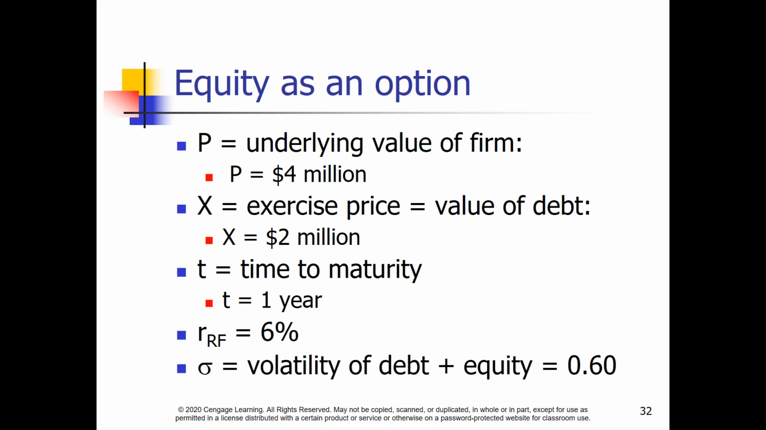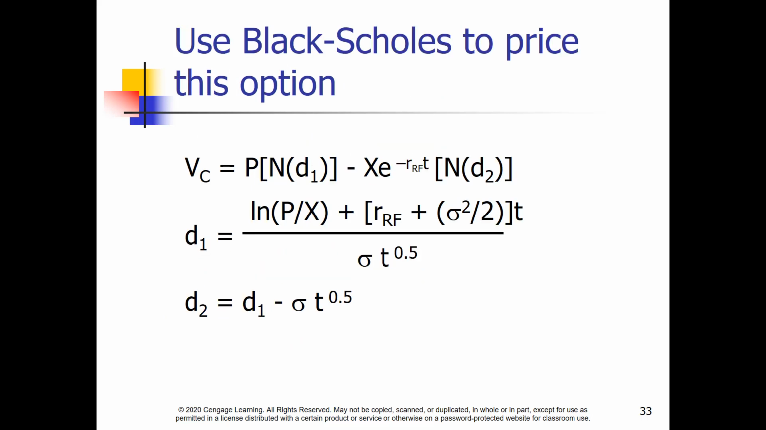Putting this into the Black-Scholes option pricing format, this is how the equity holder's position looks, portrayed as an option. P is $4 million, the total value of the firm. X, the exercise price, is $2 million, the face value of the debt, what the equity holders must pay to keep the firm. And T is the time to maturity of the debt, 1 year. If we assume a risk-free rate of 6% and a volatility of 0.60, then we'll see the calculations.